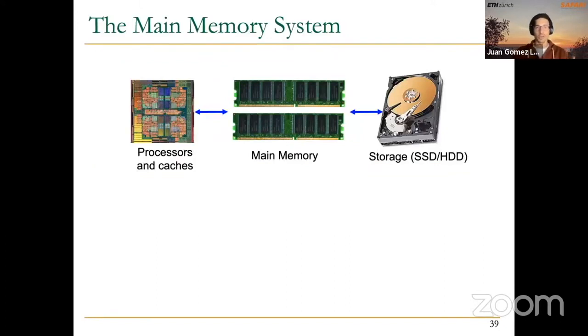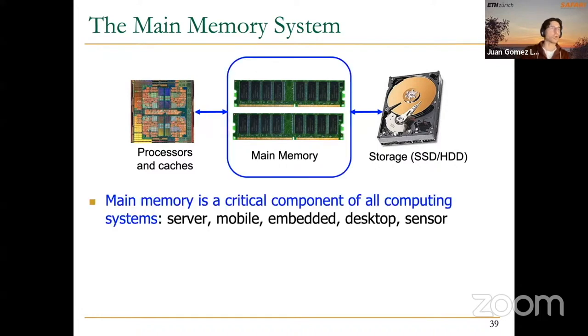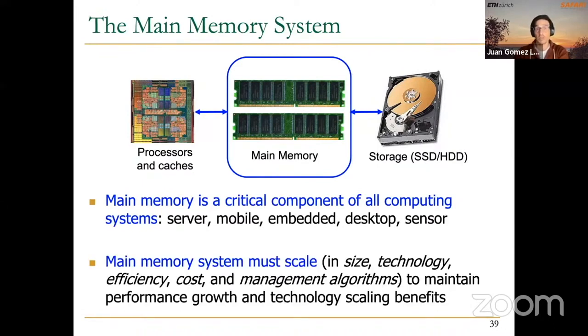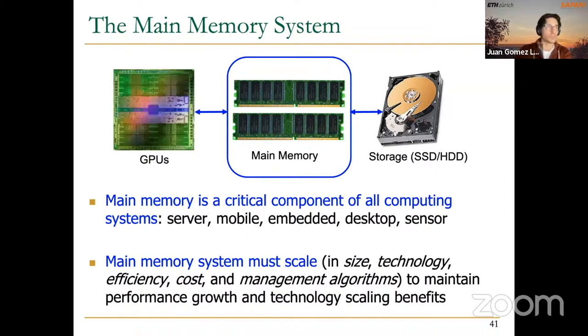The problem, as we have already mentioned before, is the data movement that is needed between the main memory and the storage and the processors, either if it's a CPU, a GPU, or an FPGA. Main memory is a critical component in all computing systems, and the main memory must scale, and this scaling is not easy and is not for free. And this is affecting all types of computing systems these days, those systems with CPUs, with FPGAs, with GPUs, with other types of accelerators as well.